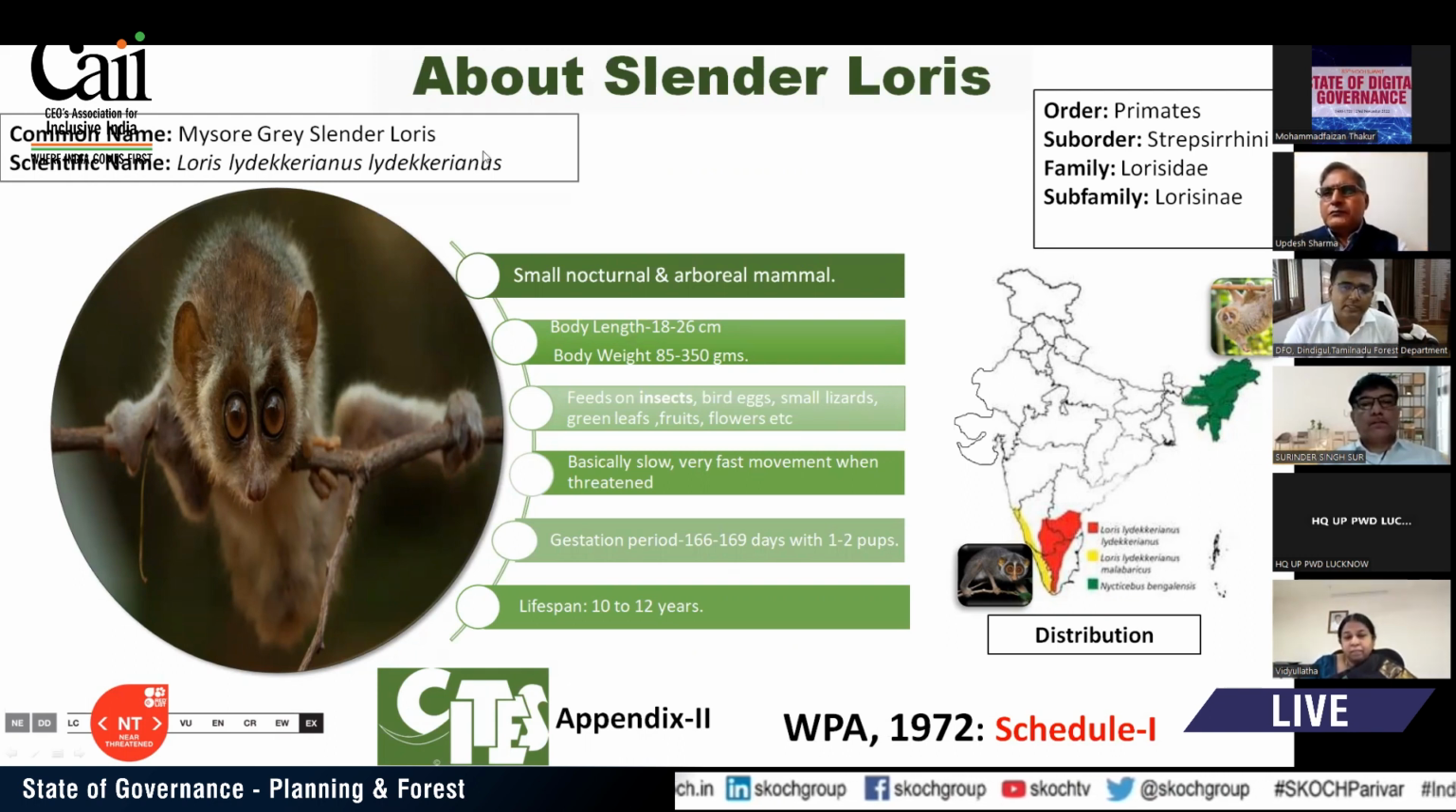The slender loris is a small nocturnal arboreal mammal that spends almost its entire life on trees. The average weight of an individual is 250 to 350 grams. Mostly it is insectivorous; rarely it feeds on small leaves, fruits, and flowers. Basically this is a slow animal, with very fast movement when it is threatened. The gestation period is 5 to 6 months. The lifespan is 10 to 12 years. It is Schedule 1 of the Wildlife Protection Act 1972. Under the IUCN category, it is categorized as near threatened.